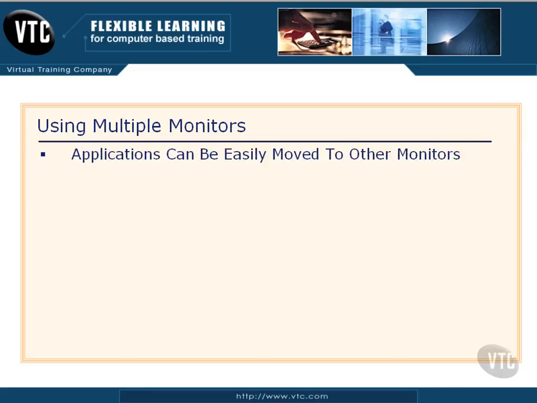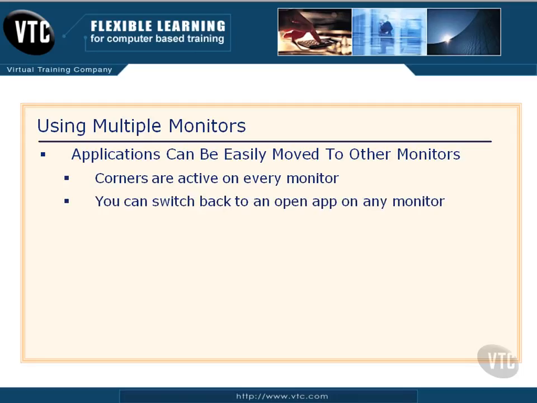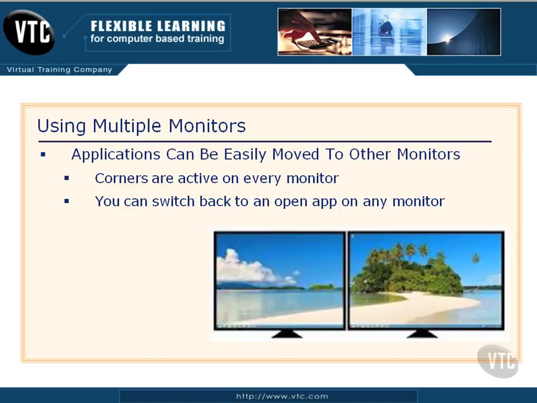Now, applications, just like previous versions of Windows, can easily be moved to other monitors. The corners on every monitor are active, and you can switch back and forth. What I mean by that is, when I've got two monitors in Windows 8, I can go to this corner and get my recently opened items.